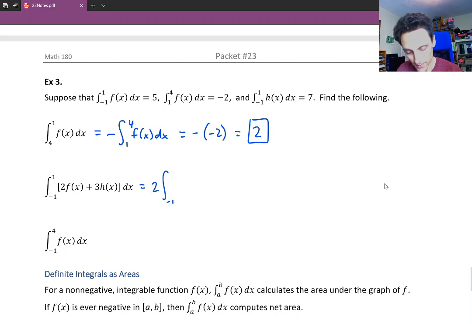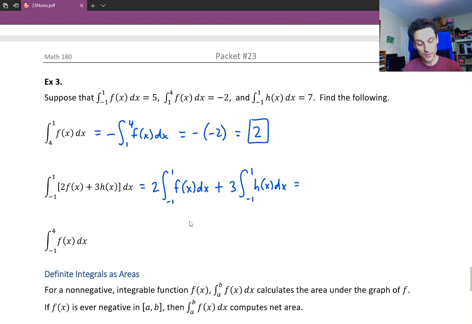2 times the integral from -1 to 1 of f of x dx. Don't forget the dx. It's like an integral sandwich, remember, for this notation. And then we have plus 3 times the integral from -1 to 1 of h of x dx. And thankfully we have both of these integrals, the one for f and the one for h. For f it's 5, for h it's 7. So we get 10 plus 21, which is 31.